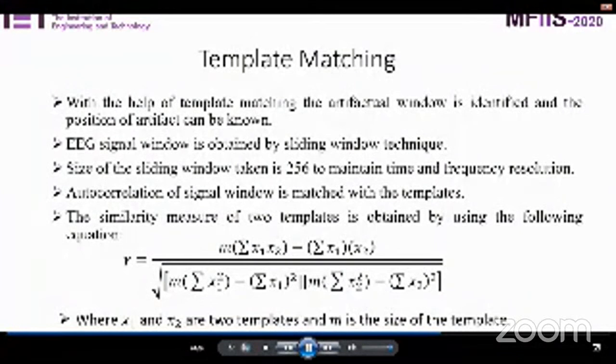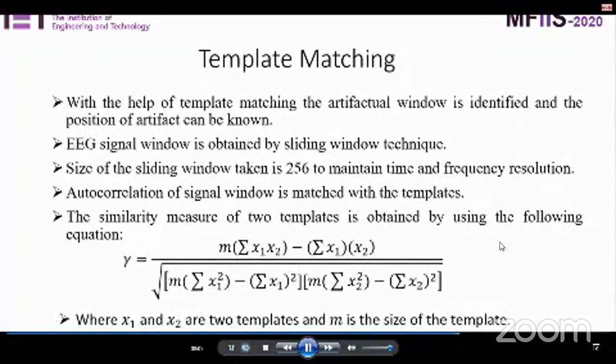With the help of template matching, the artifactual window is identified and the position of the artifact can be known. The EEG signal window is obtained by the sliding window technique. The window size is taken as 256 to maintain the time and frequency resolution. The autocorrelation of that particular window is matched with the templates. The similarity measure between two templates is obtained by the correlation coefficient, given by this equation where x1 and x2 are two templates and m is the size of the template.